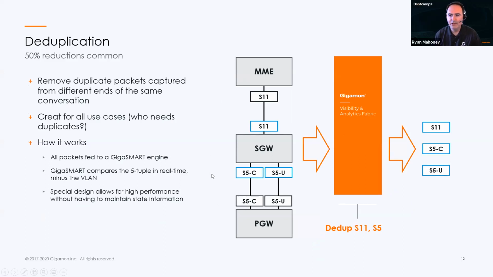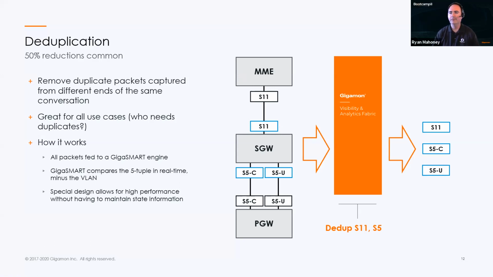Next we have deduplication. This is one that's been around for a while. It's fairly useful in a service provider network. The use case, the setup here, is if you are tapping all of your network elements, such as an MME and the SGW, then the S11 message that goes between the MME and the SGW will be captured in two spots.